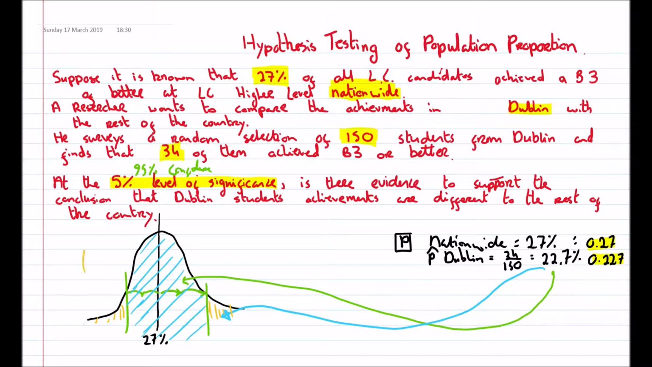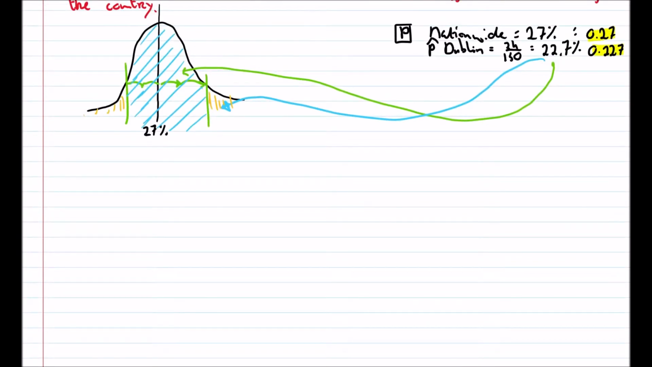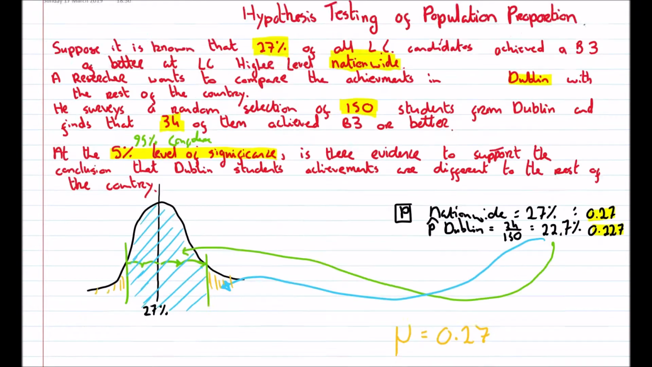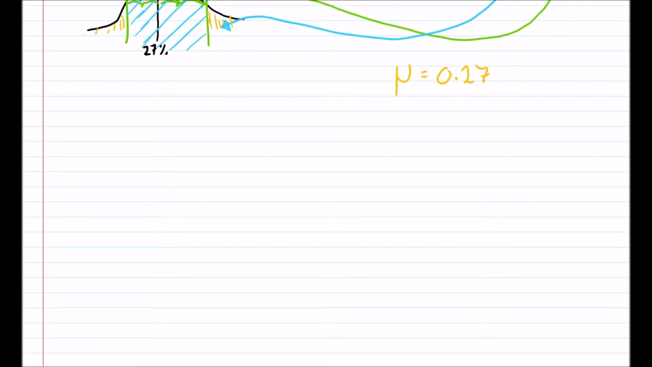Okay, and that's what the 5% level of significance means. Right. So here's what we do. We write down our mean. And our mean can be shown as mu. And our mean is 0.27. Okay, the mean is always the population that we're getting. Okay, so the percentage to do with the population.